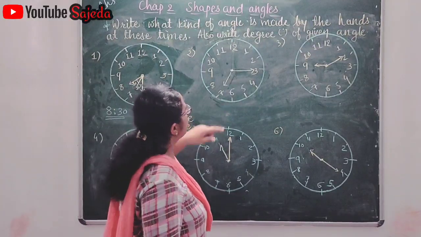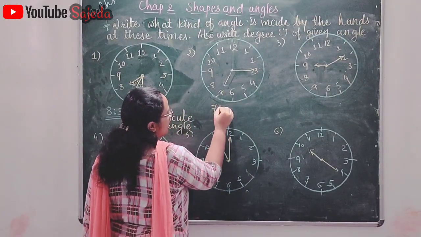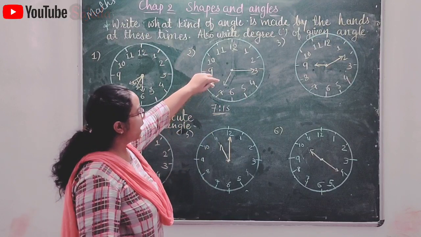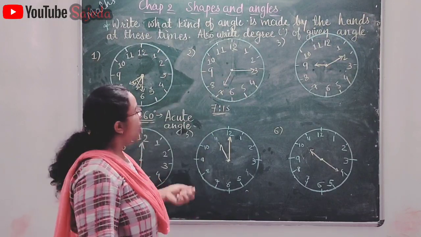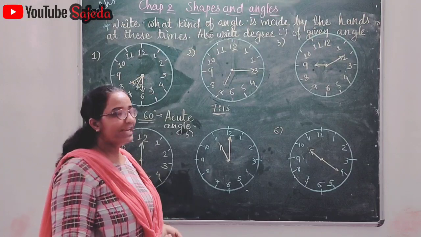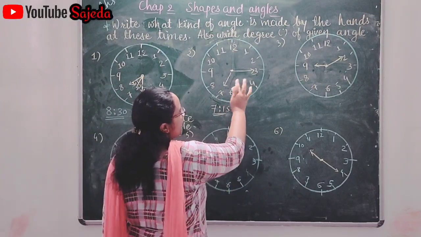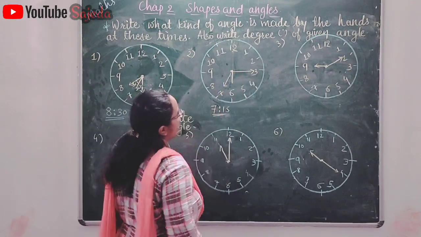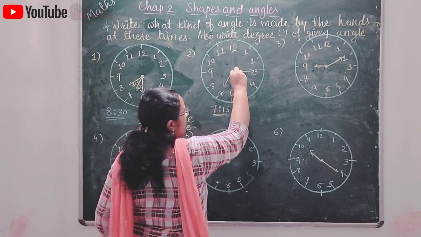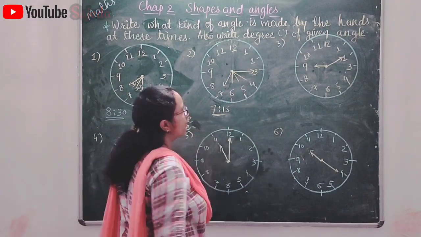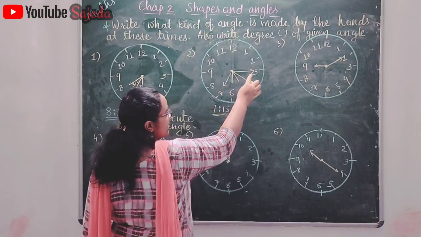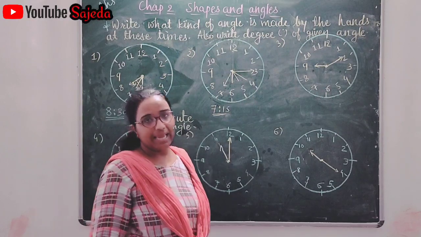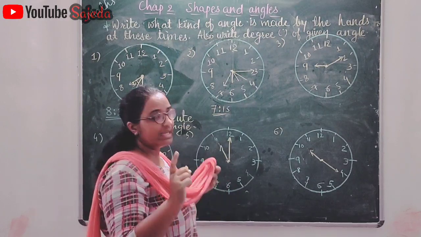Now the next time is 7:15. One hand is on 7 and another big hand is on 3. That means the time is 7:15. Now what type of angle is this? Before we identify this, let's calculate the degree between this digit 7 and 3. So first of all I will draw one line here between 7 and 6, then between 6 and 5, then between 5 and 4. That means here between 7 and 3, between these two digits there are 1, 2, 3 and 4 angles. 4 angles of 30 degree each.